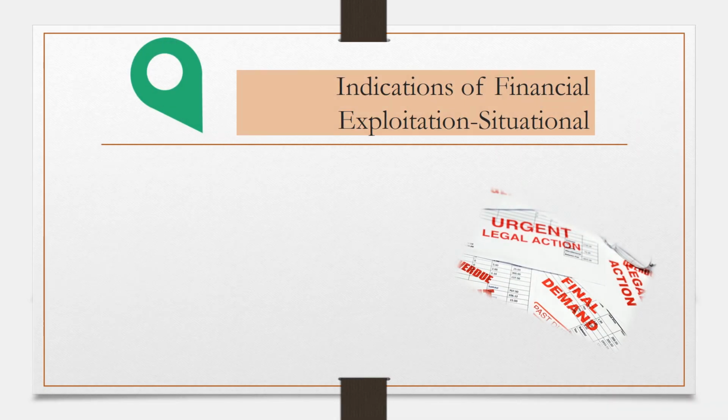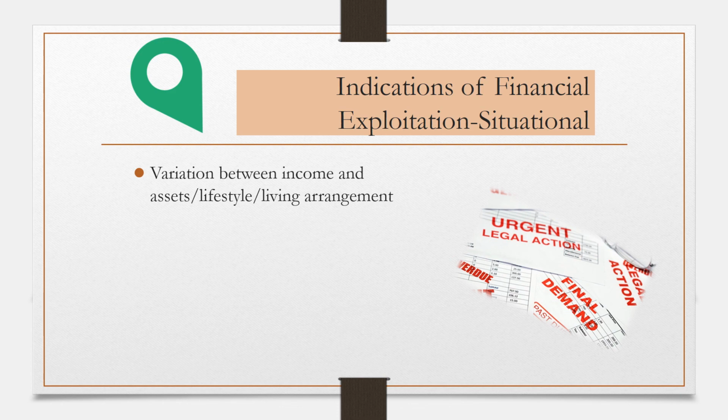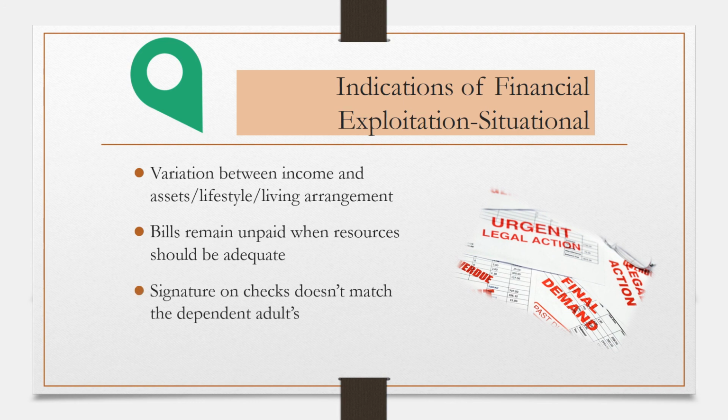Financial exploitation might also be suspected when there is disparity between the dependent adult's income and assets, lifestyle, and/or living arrangements. Bills remain unpaid when resources should be adequate. The signature on checks doesn't match that of the dependent adult. There is unusual activity in bank accounts.